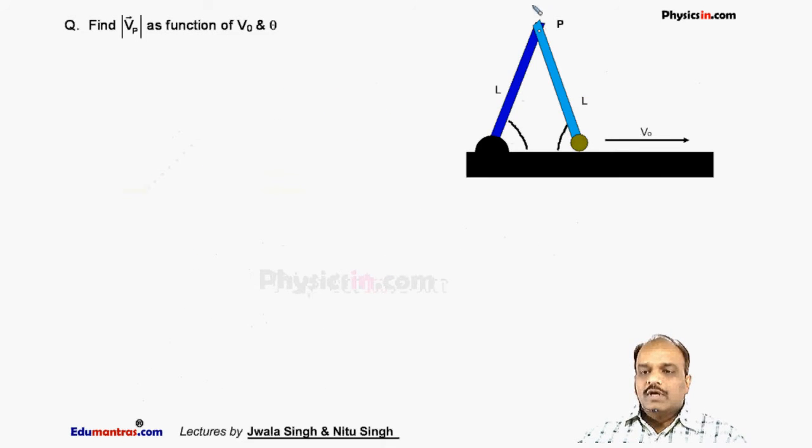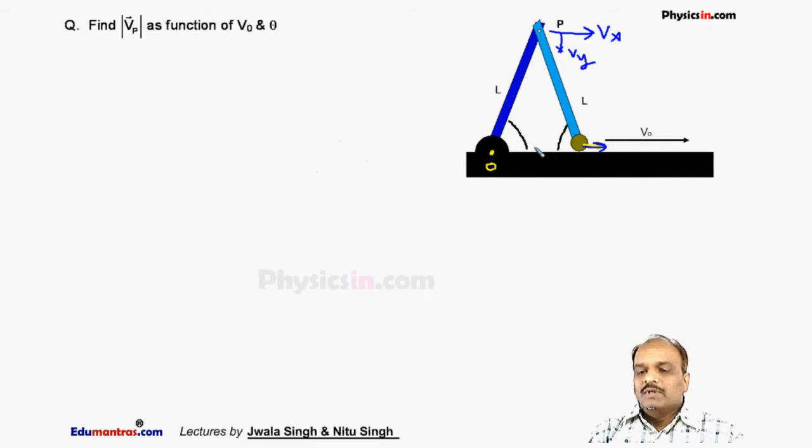Now these are two identical rods joined at O, and this first rod is free to move horizontally. It is hinged at O. If this rod is moving horizontally with a speed V0, then this point P will move horizontally, let this be Vx, and this point P will also move vertically downward, let this be Vy.